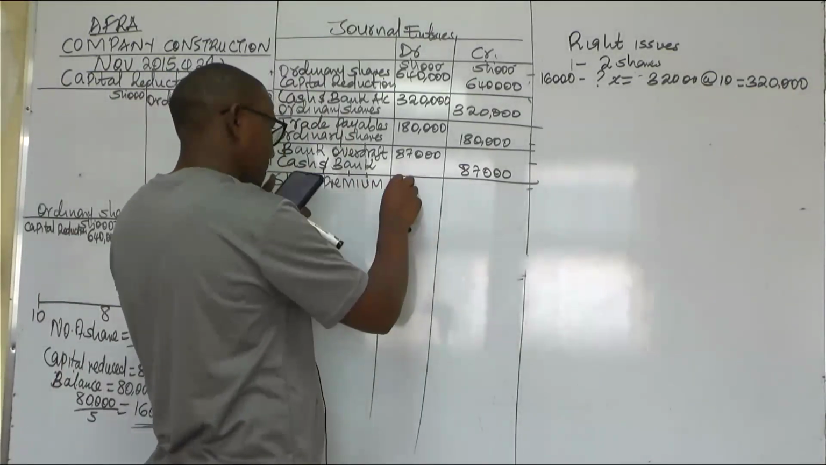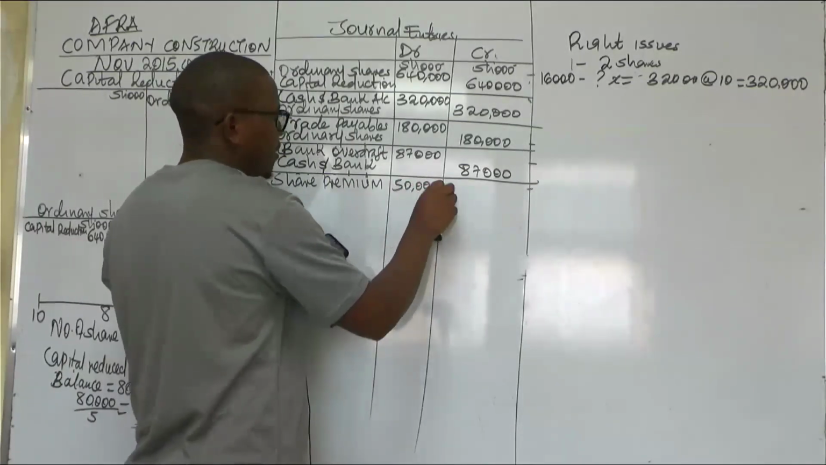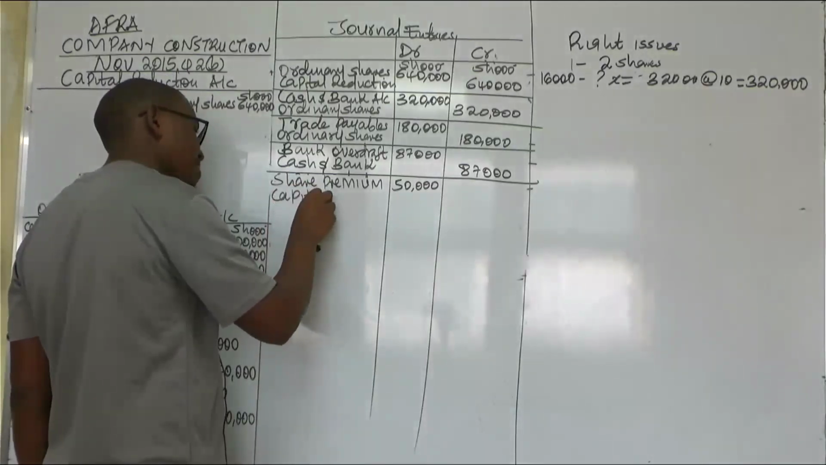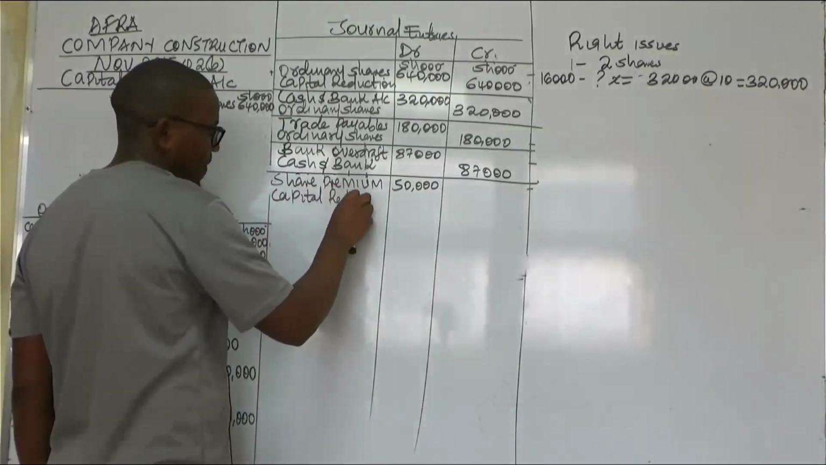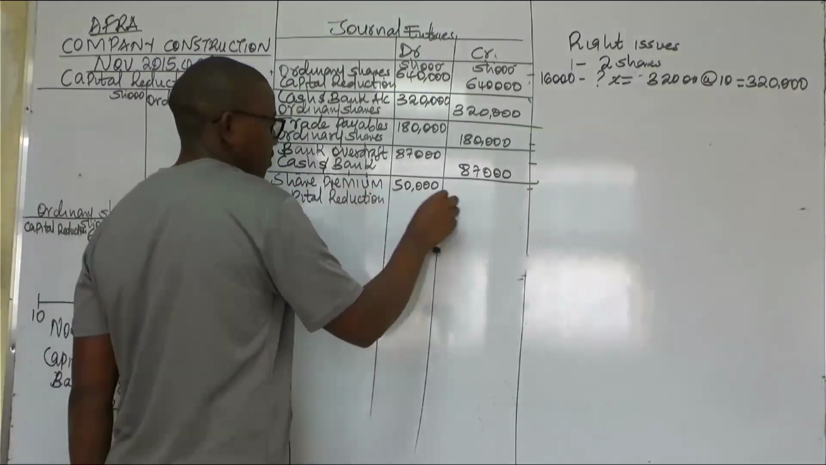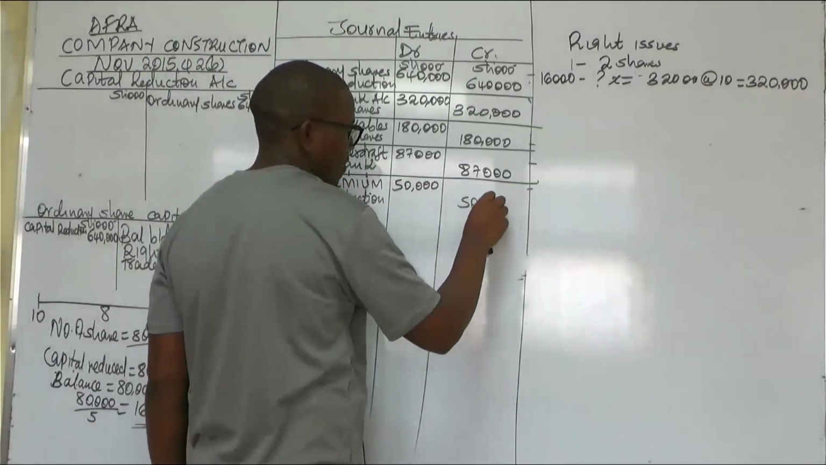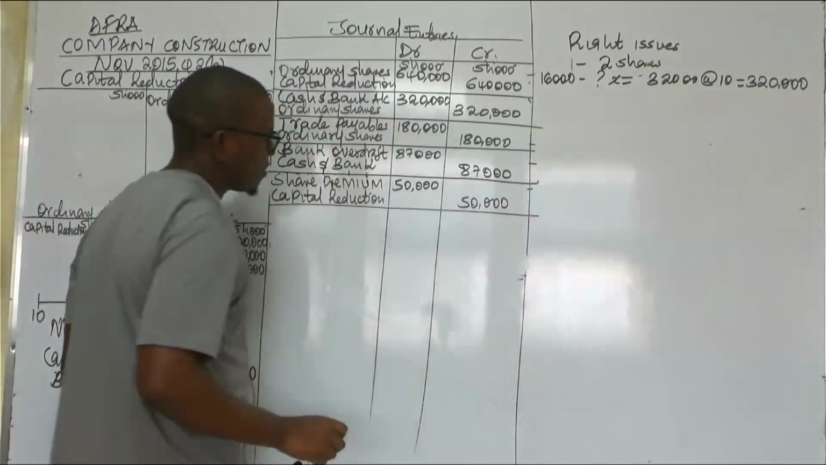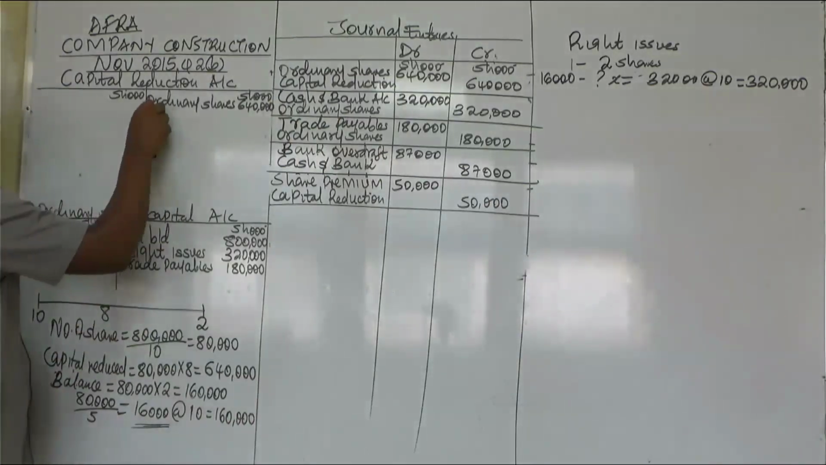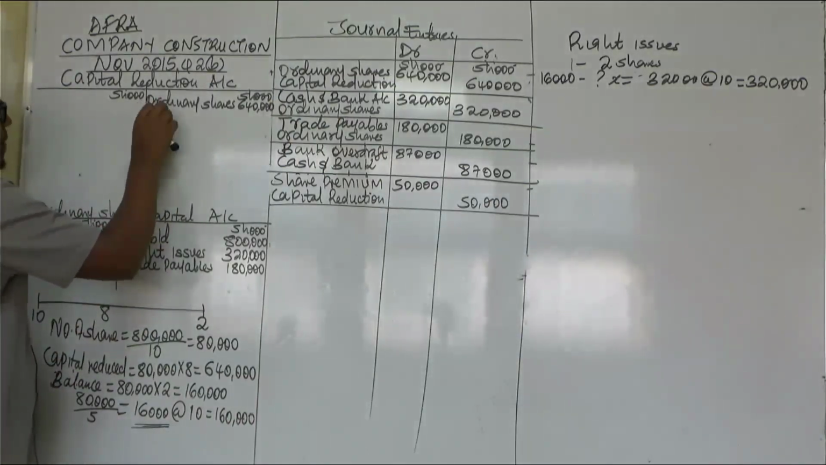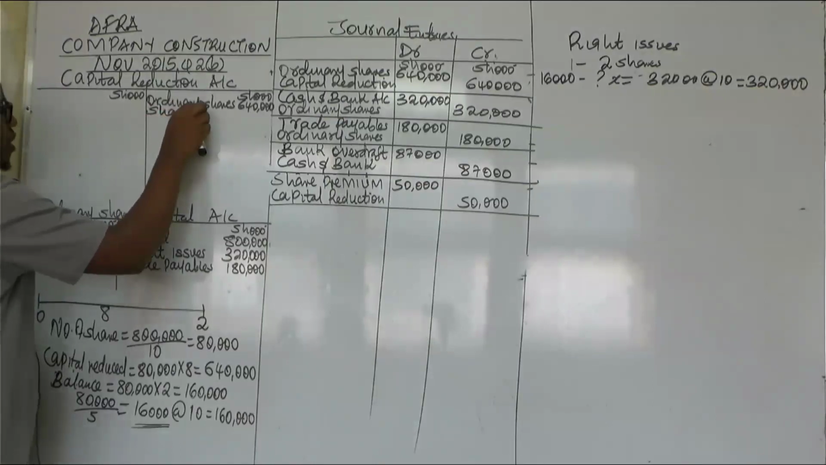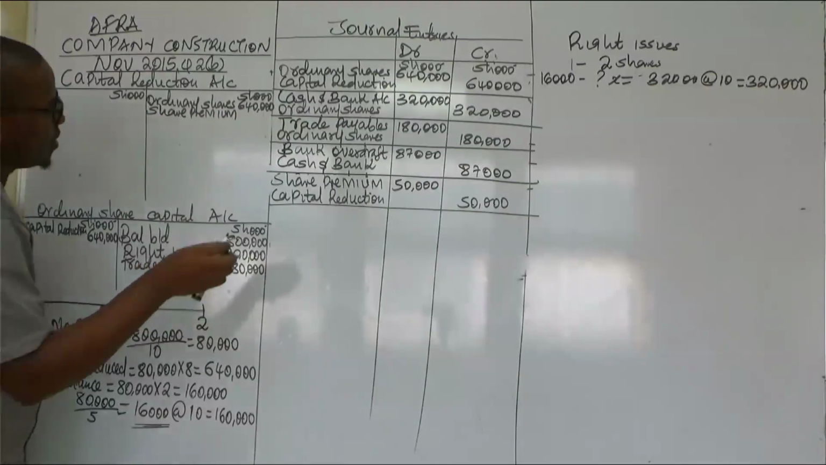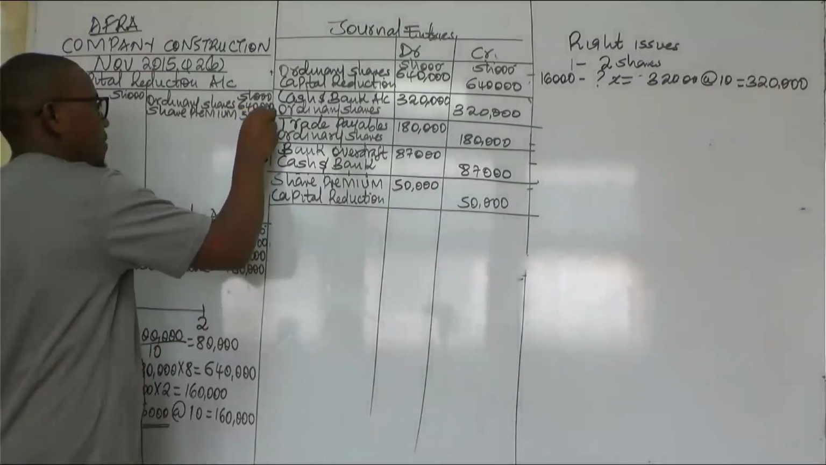So share premium ni yangapi? Ni ya 50,000. Sawa. You will credit now the capital reduction. Capital reduction ni yangapi? 50,000. So in this case, I have here the share premium. Yangapi? 50,000.